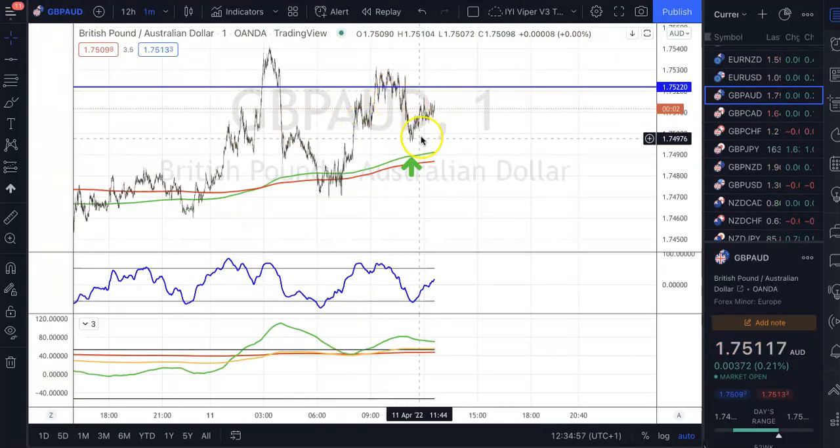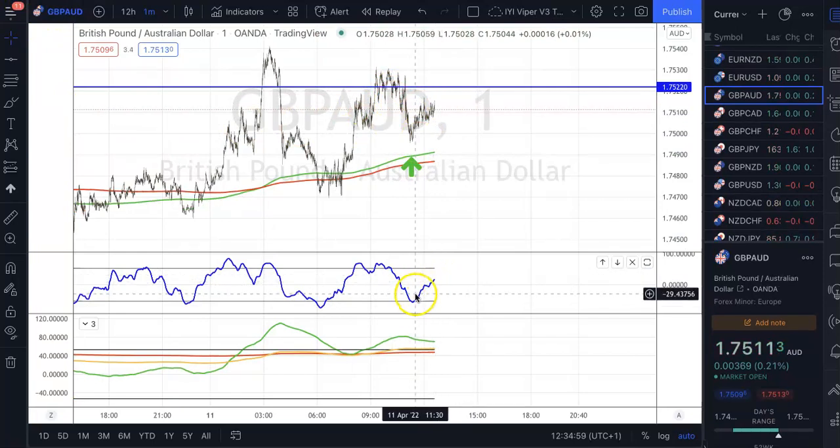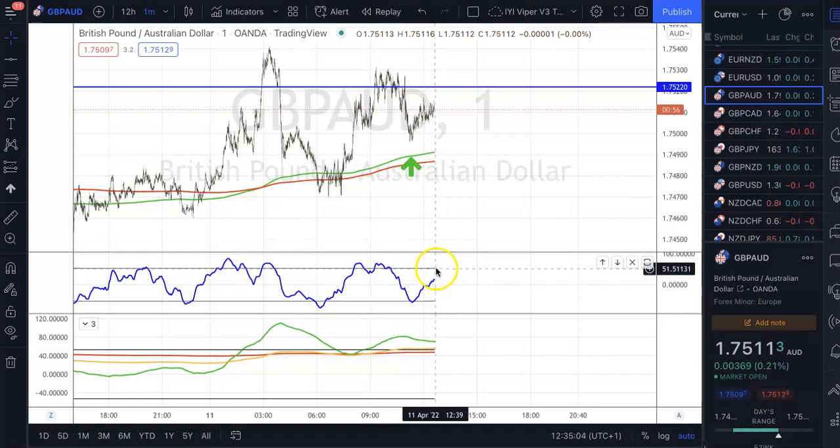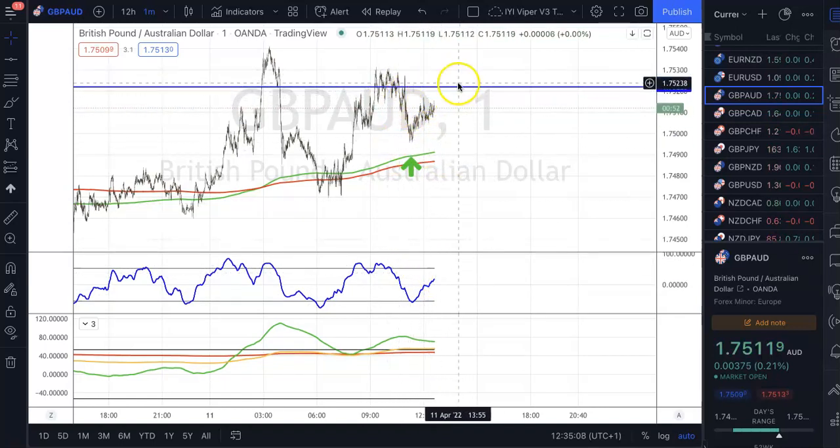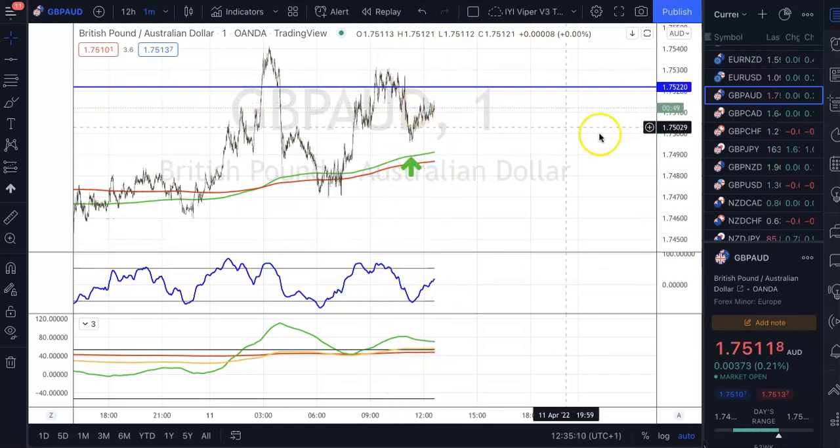Okay, the pound Oz is struggling. Oscillator's coming up. So if this oscillator hits the line at the top here, I'm going to close this position out, even if it hasn't hit my take profit. I'm just going to close it out in any case. I'm just going to see how that one goes.